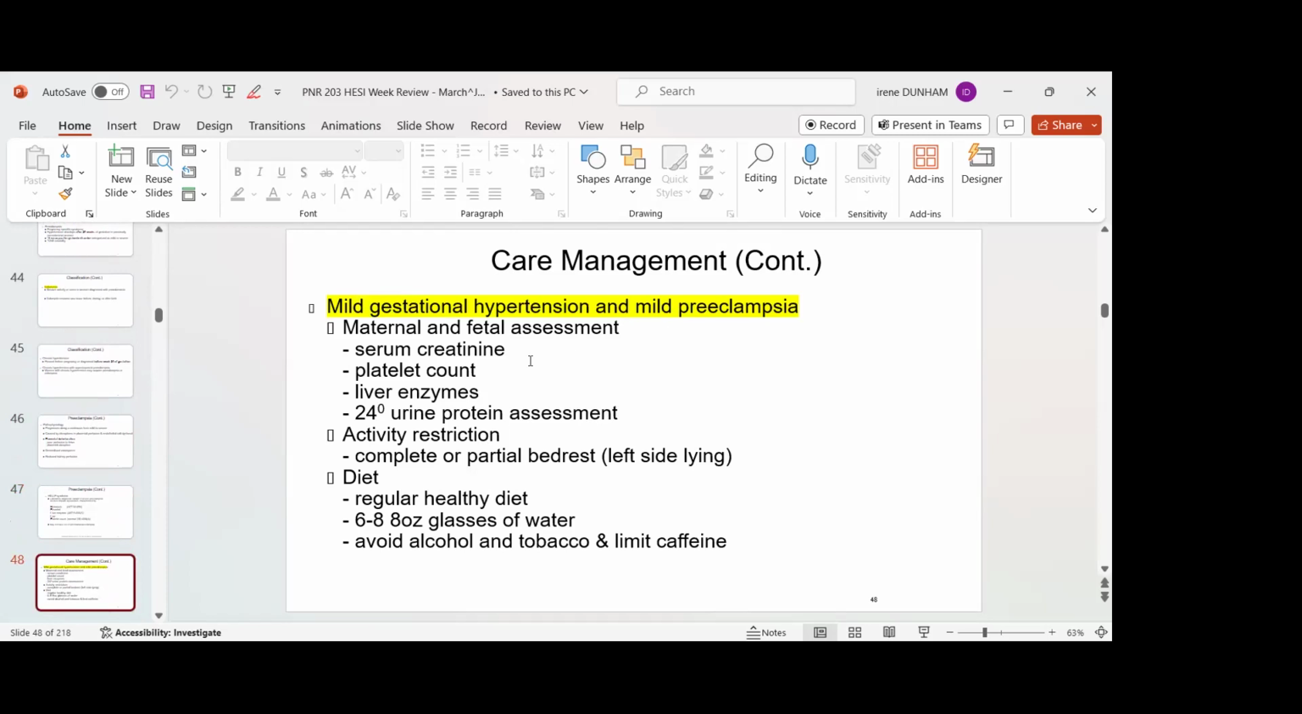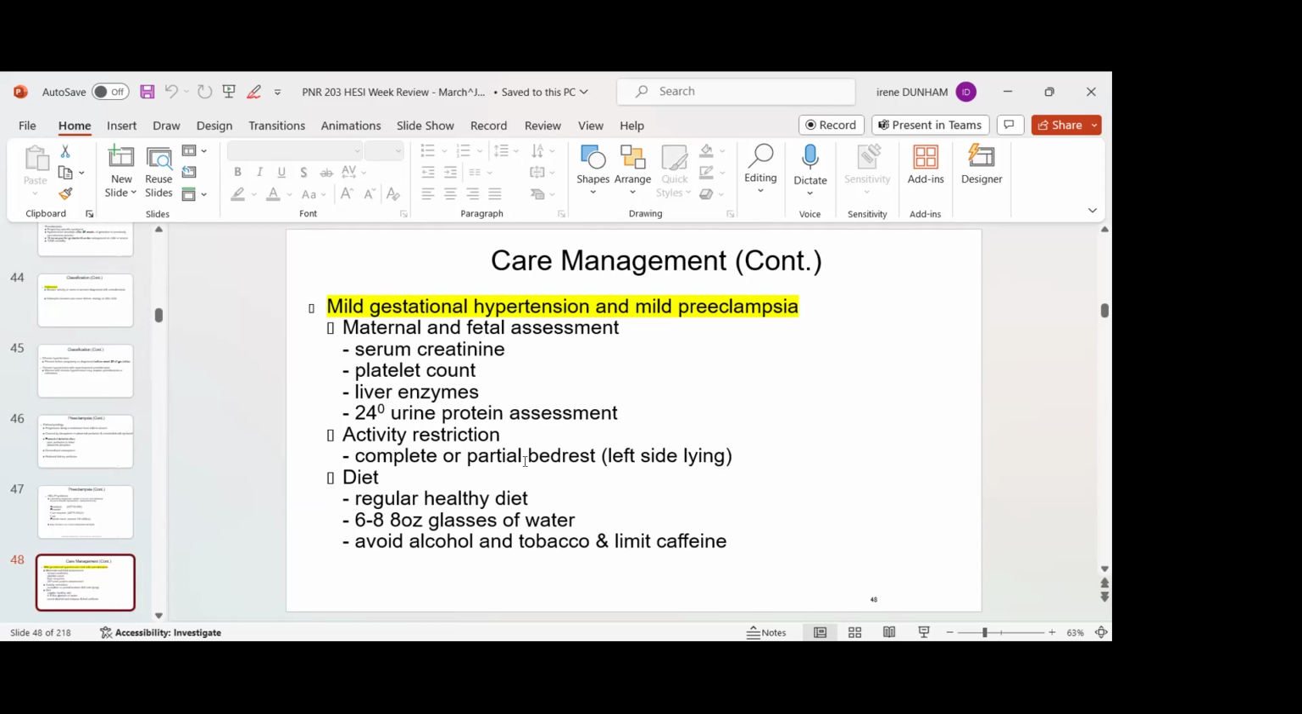I'm looking at liver enzymes because, again, she has epigastric pain. And I'm going to look and see how much protein is being put out through the kidneys in the urine, because you're not supposed to have any protein in the urine, remember?